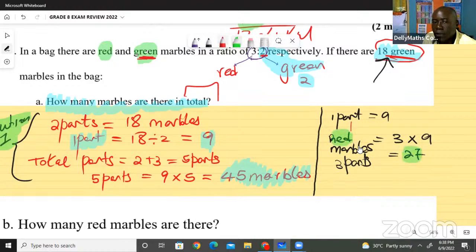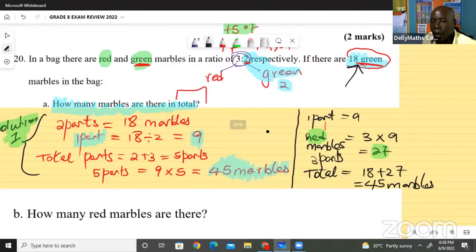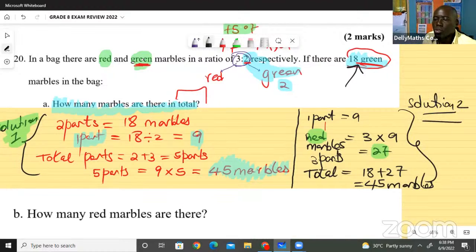Then if I want to find the total, the total would be the 18 for the green plus the 27 for the red, and we'll get the same answer, 45 marbles. So you want to look at that. You could have worked it out that way. So this is what we'd call solution 2. If you don't like the first way, definitely you could have worked it out the other way.